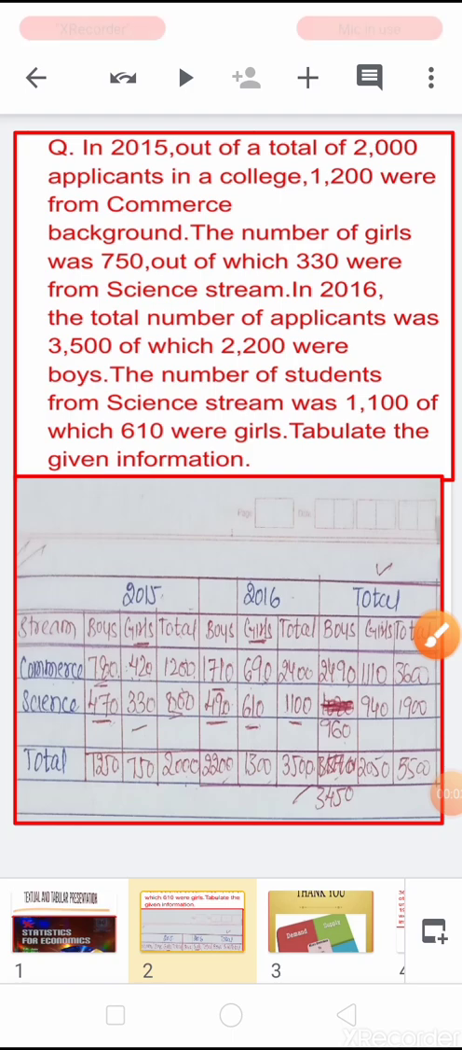So children, this is the way how the data which is supplied to you in the form of text or statement is presented in the form of rows and columns, which is known as the tabular presentation of data. So children, I hope in today's video you better understood how data is presented in the form of rows and columns.